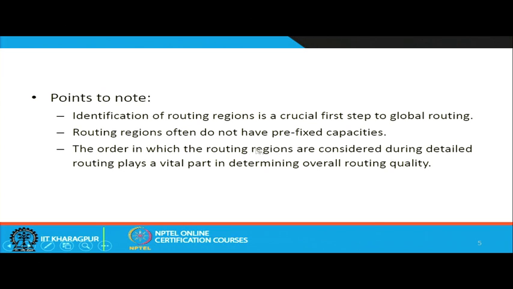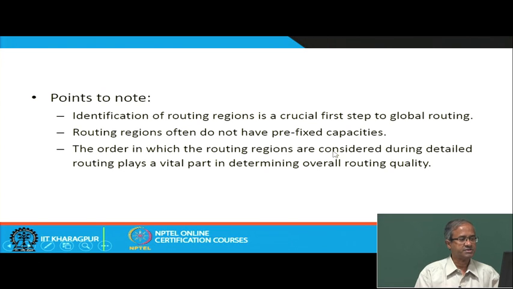And also there is another point which we shall see a little later. The order in which the routing regions are considered is also important, because the overall routing quality and also the complexity depends on the order in which the routing regions are being considered.